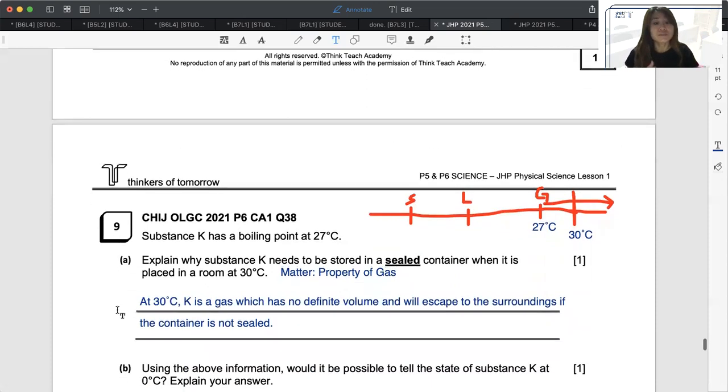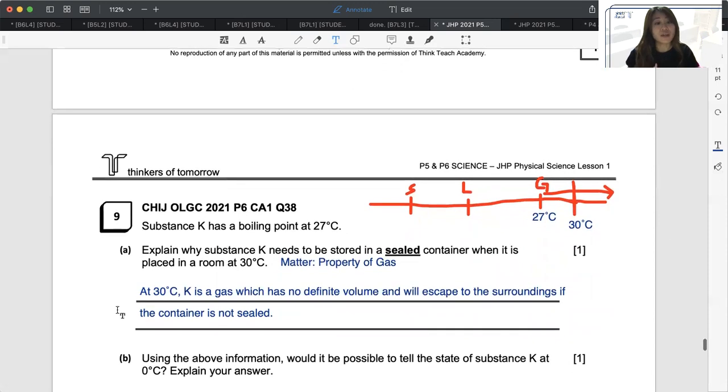So now let's move on to B. Using the above information, would it be possible to tell the state of substance K at 0 degrees Celsius? Now, 0 degrees Celsius, if we look at the number line, is way below 27 degrees Celsius. But again, like I said just now, what is the information that has been told to me? I only know K's boiling point.